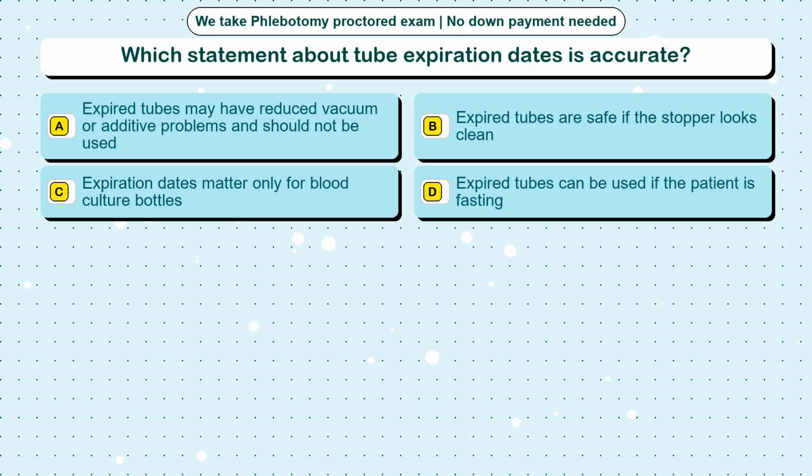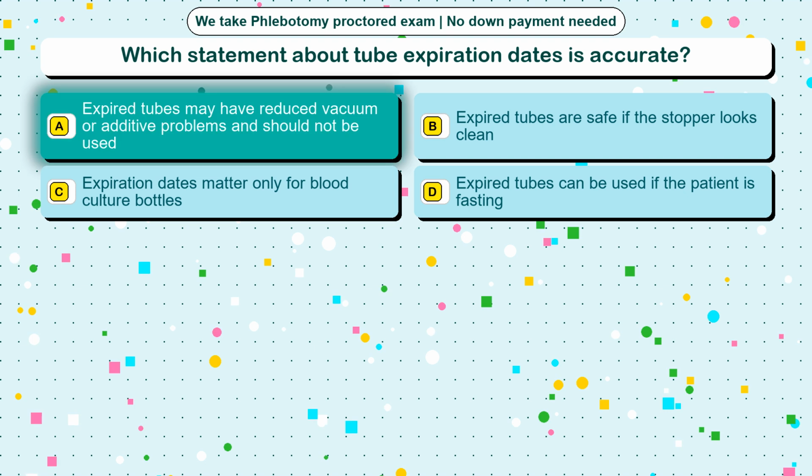Question 39. Which statement about tube expiration dates is accurate? Option A. Expired tubes may have reduced vacuum or additive problems and should not be used. Option B. Expired tubes are safe if the stopper looks clean. Option C. Expiration dates matter only for blood culture bottles. Option D. Expired tubes can be used if the patient is fasting.